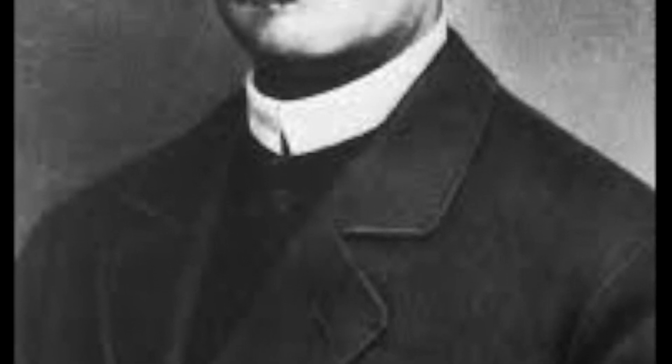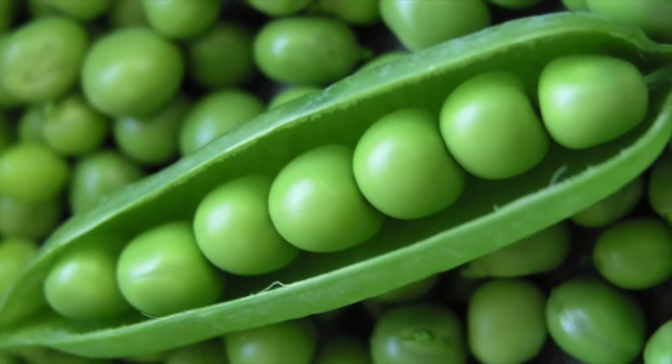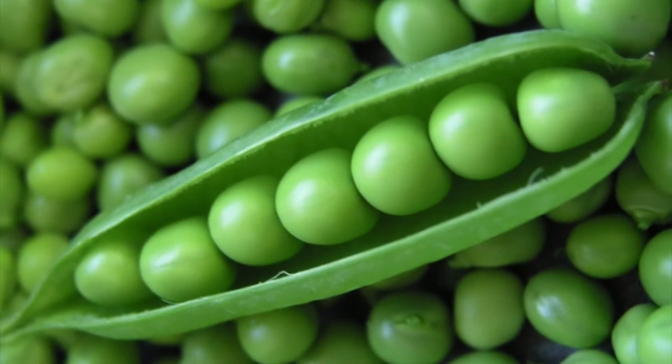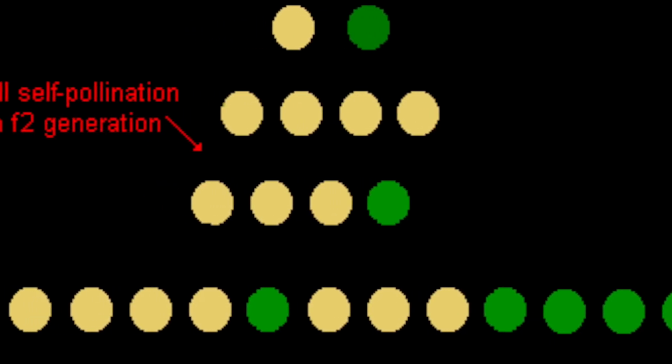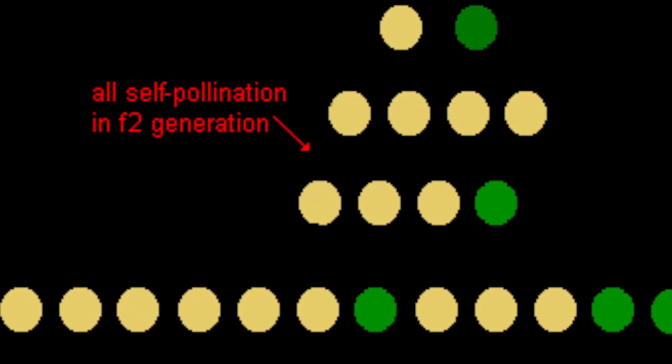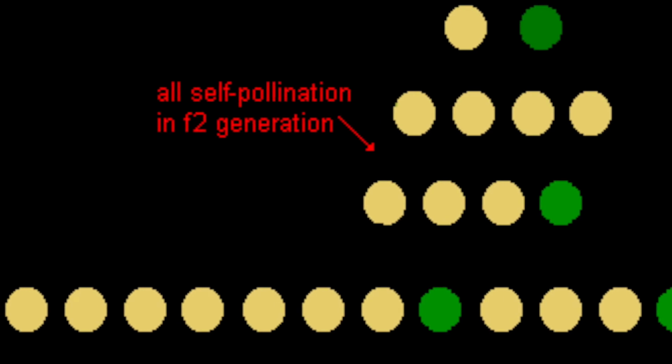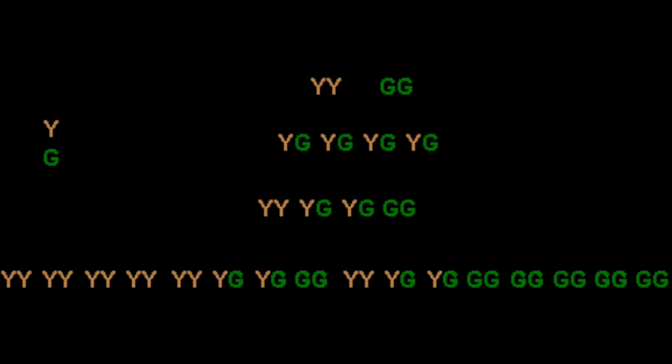Gregor Mendel was an Austrian friar, and from 1856 to 1863 conducted experiments on the humble pea plant, investigating inheritance. He bred a green pea plant with a yellow pea plant, but found that all the offspring were coloured yellow. What he discovered was alleles.